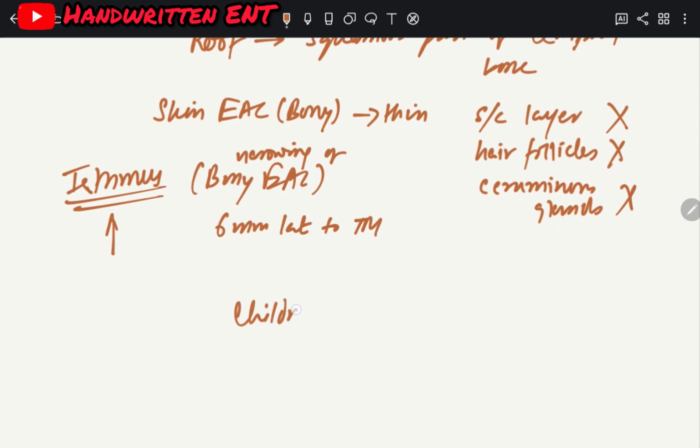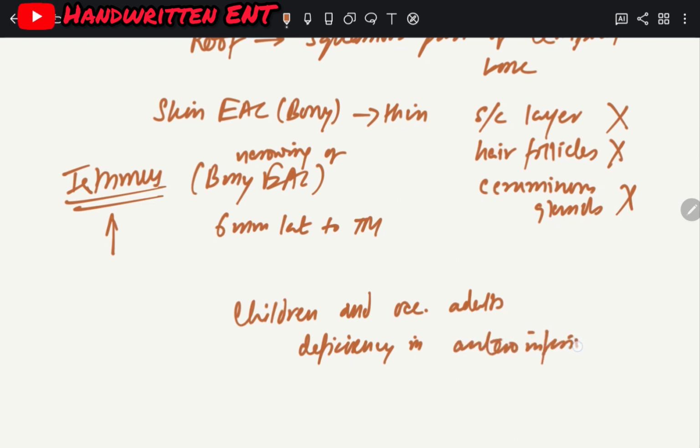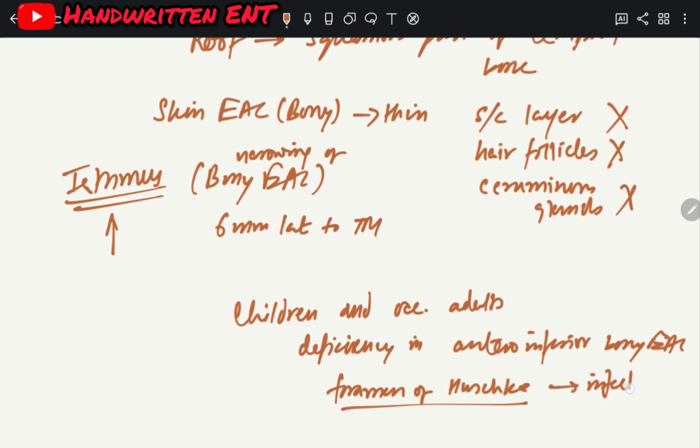So in children and occasionally in adults, there is a deficiency in antero-inferior bony EAC, which is known as foramen of Huschke. So through this foramen of Huschke, infections can spread to and fro from the EAC and parotid glands.